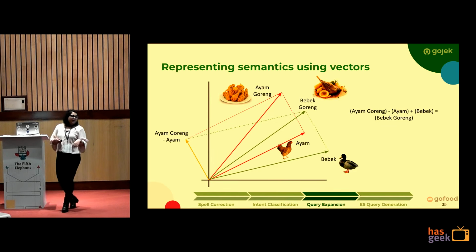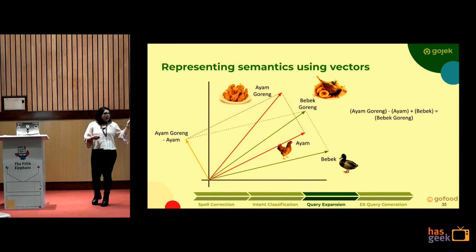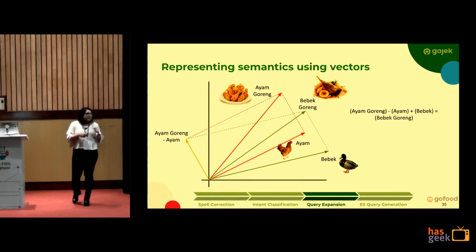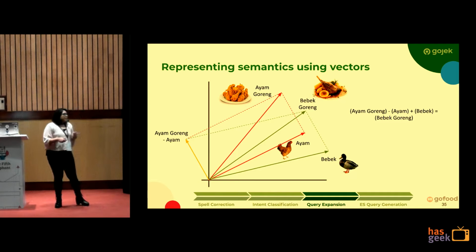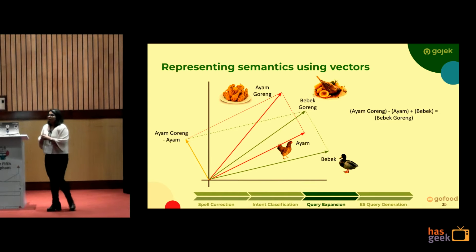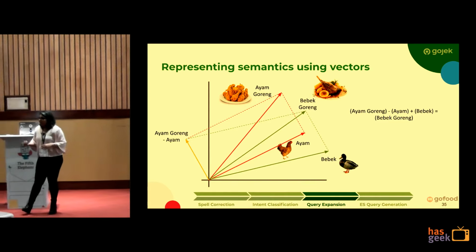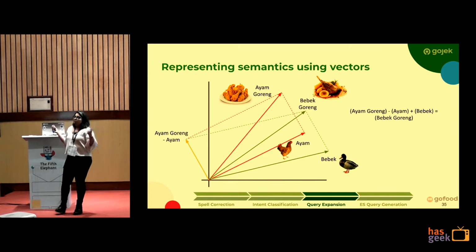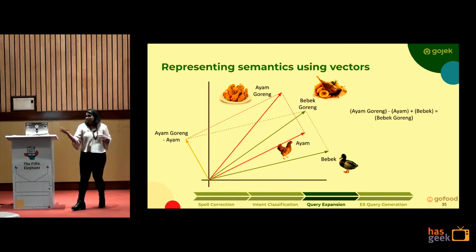So here is an example of how the vector relationships can be captured. Let's look at this. Ayam goreng, so we know ayam means chicken, goreng is fried. So ayam goreng means fried chicken, and bebek goreng means fried duck. The reason I've given these examples here is that a lot of our data is in Indonesian, so we need to make sure that the relationships that we capture also account for the words in both English as well as Indonesian.